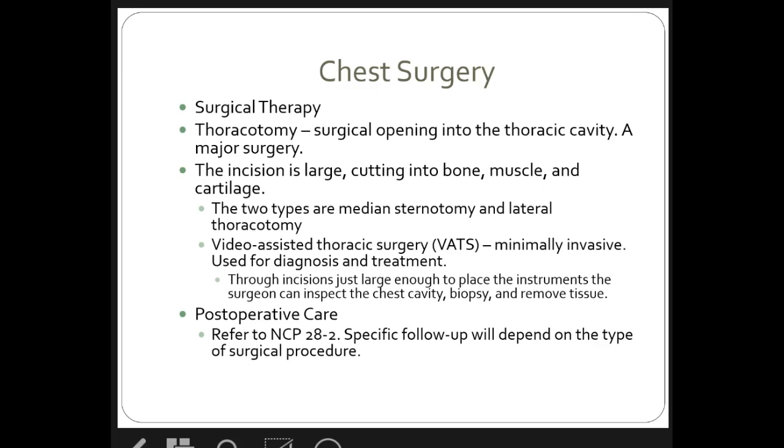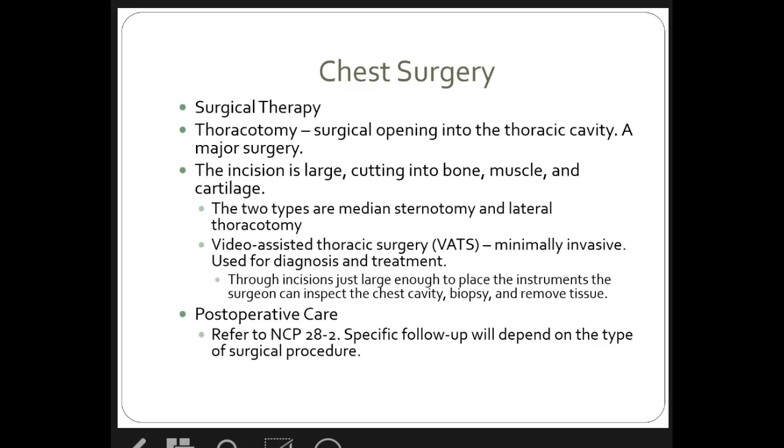Chest tubes are placed sometimes after chest surgery or surgical therapy. Your patient could have a thoracotomy, which is a surgical opening into the thoracic cavity. This is a major surgery. It's a large incision. It cuts into bone, muscle, and cartilage. It can be done as either a median sternotomy or a lateral thoracotomy.